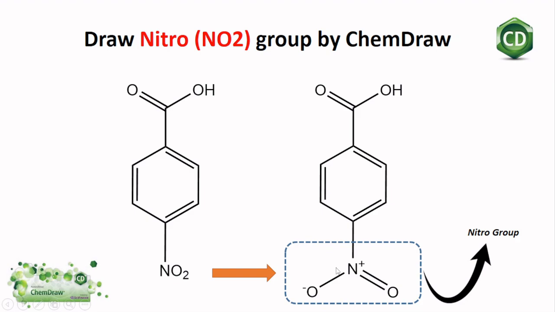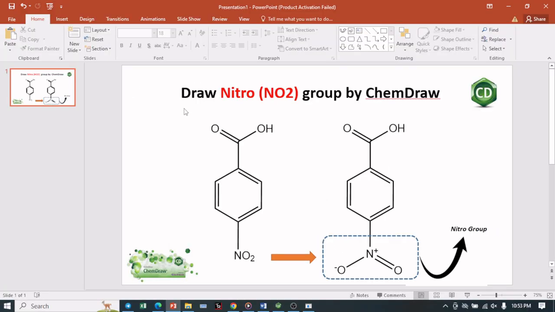Hello viewers, in this video we will see how to draw a nitro group in ChemDraw software. Usually we draw a nitro group by just adding the letters NO₂ in this way, but we don't know how to draw it by adding charges and the actual state. So in this video we will see how to draw a nitro group with its actual state, with positive and negative charges. For that we have to go to the ChemDraw software.